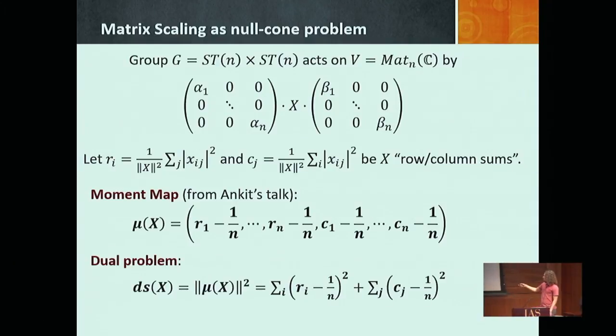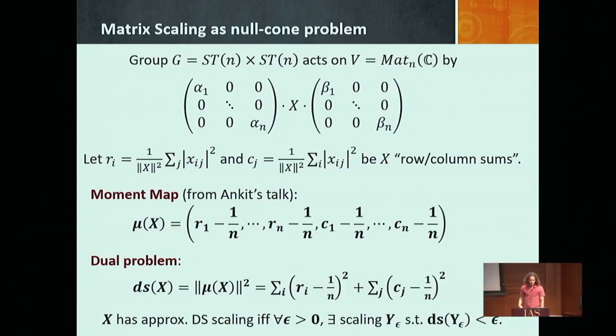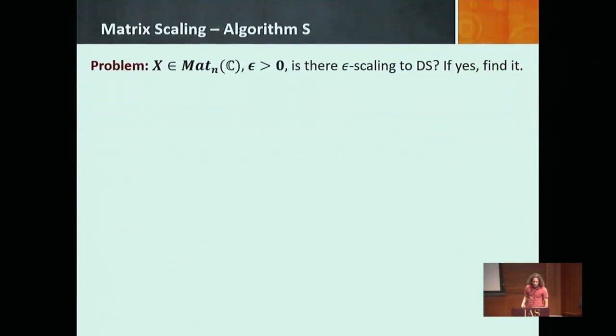So our dual problem, again, is minimizing the norm of the moment map, which is exactly this distance to being doubly stochastic. So X is an approximate doubly stochastic scaling if and only if this infimum is 0. Now our problem is: I give you a complex n by n matrix, and is there a scaling to doubly stochastic? If yes, find it.